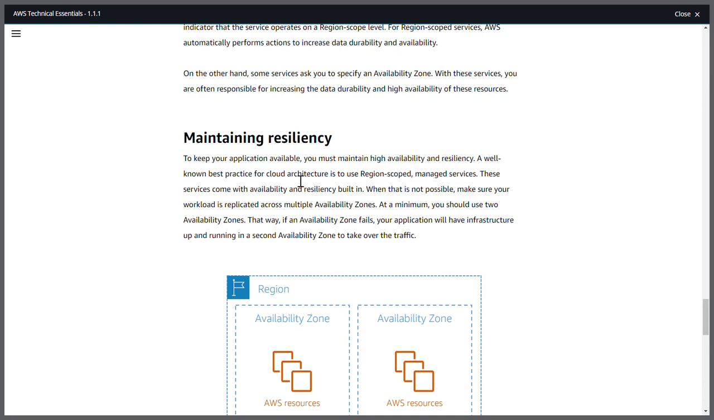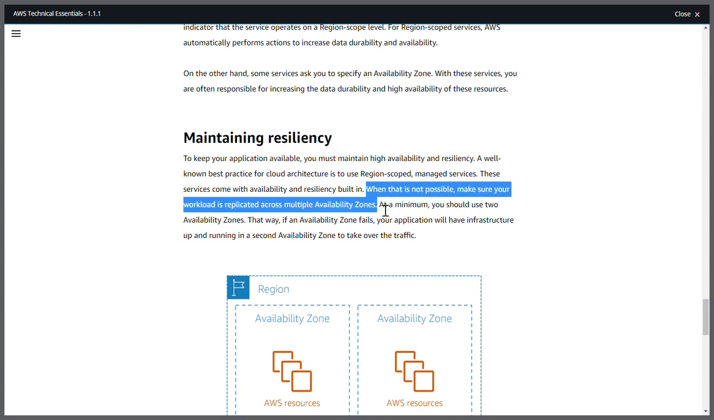A well-known practice for cloud architecture is to use region scoped managed services. That is, choose the services available in the region that you need, and then within that region, select at least two AZs that provide you high availability and high resiliency. That is what is said in the sentence. When that is not possible, make sure your workload is replicated across multiple AZs.